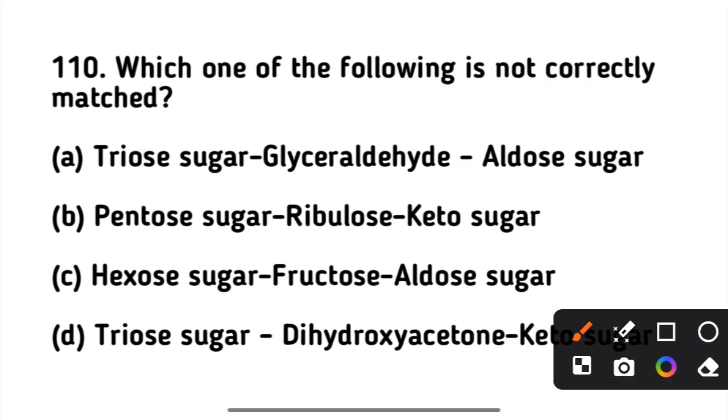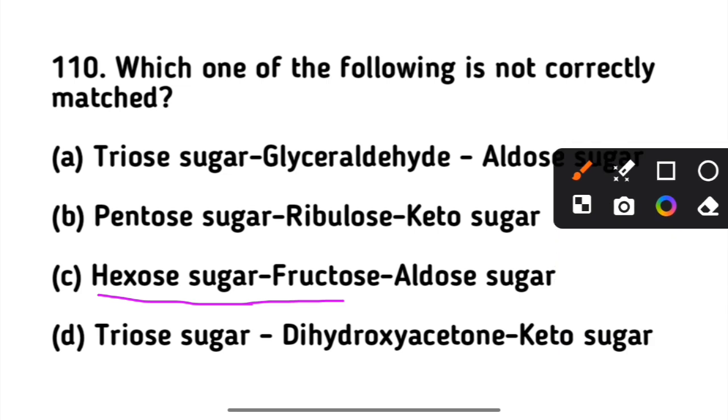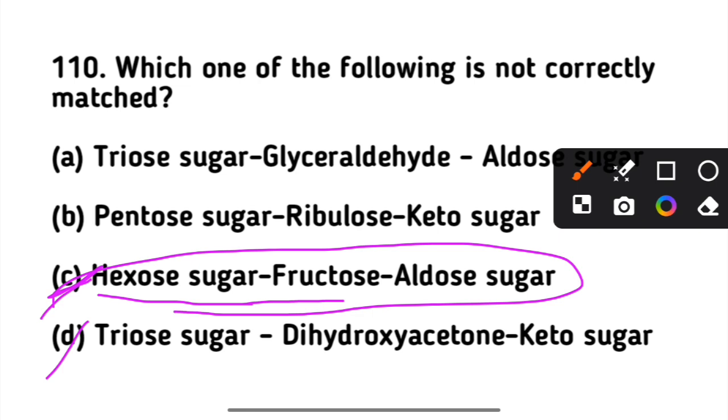Next, which one of the following is not correctly matched? Triose sugar, glyceraldehyde, aldose sugar, option A. Option B, pentose sugar, ribulose, ketone sugar. Option D, hexose sugar, fructose, aldose sugar. Option C is not correctly matched.